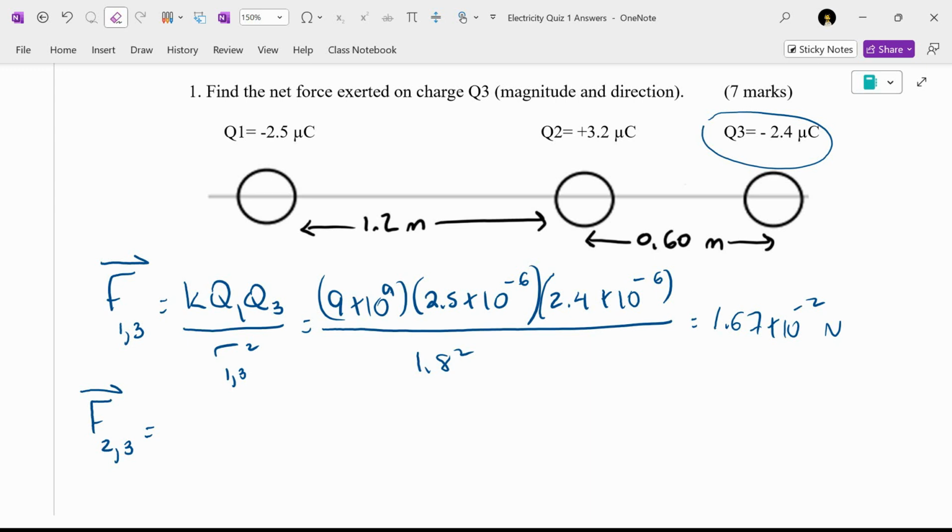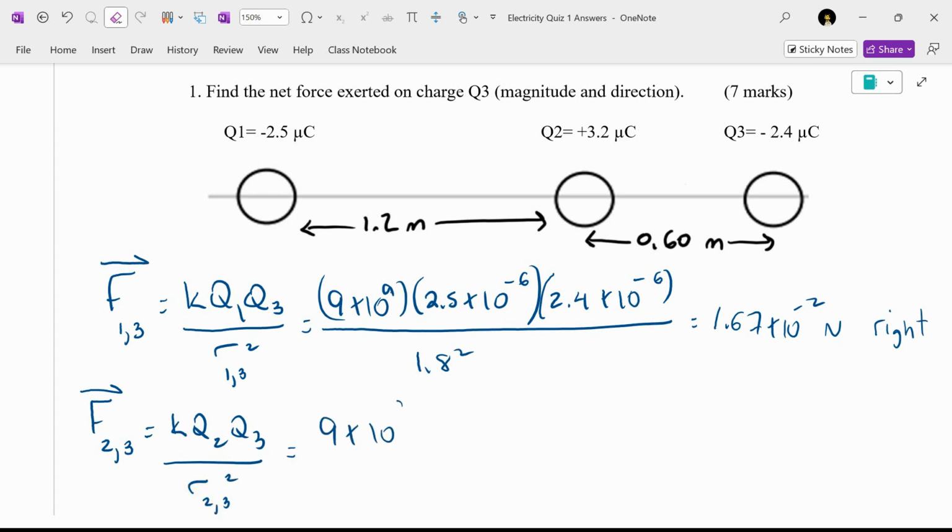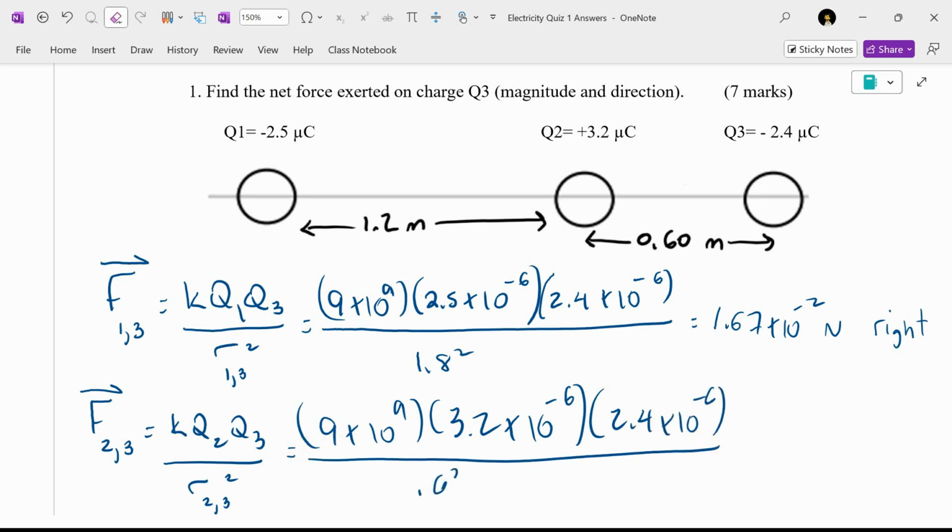Direction. What direction is this charge feeling a force because of Q1? They're like charges, so it's feeling a force to the right. Now I'm going to repeat for charge Q2 and Q3. It's going to be Q2, Q3 over the radius between 2 and 3 squared. It's going to be 9 times 10 to the 9th. Q2 is 3.2 microcoulombs. Q3 is still 2.4 microcoulombs. But this distance is 0.6 squared.